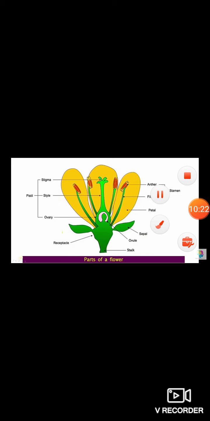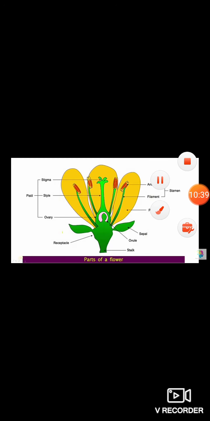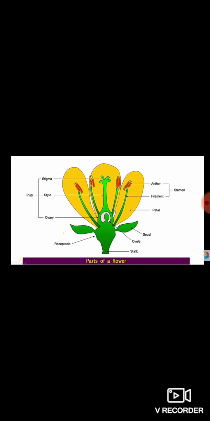So now we know the pistil is the female reproductive part. It consists of stigma, style and ovary. And stamen is the male reproductive part and it consists of anther and filament. Right? Now we have understood the parts of the flower. So this is petal, these are sepals, this is stigma, this is style, this is ovary and together it is called pistil. This is anther and this is filament and together it is called stamen. The male reproductive part, right? And pistil is the female reproductive part. Alright.